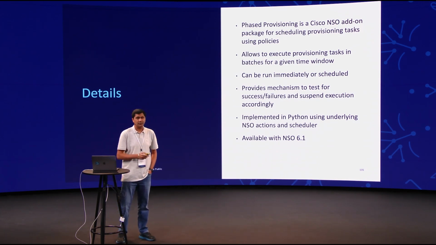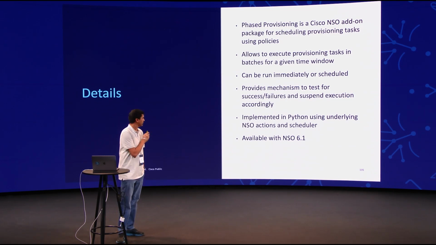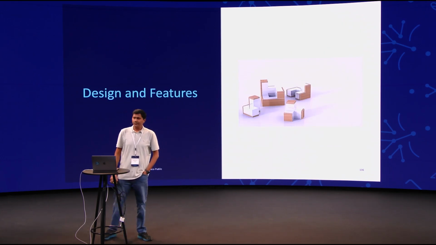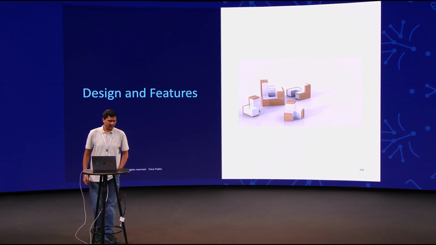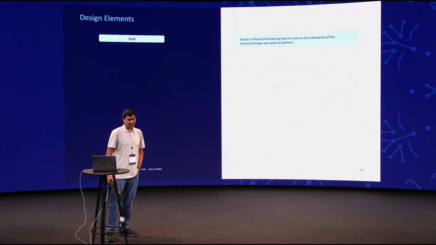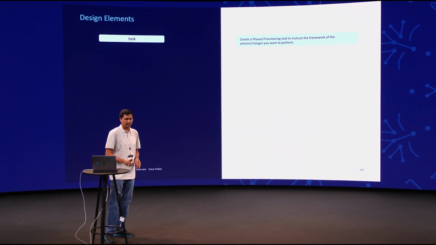So if you go to cisco.com and go to the location where 6.1 is loaded, there you should see this package also along with the other add-on packages. Let's get into the design and features. Mainly, as part of the design, I want to cover the main design elements we have in the Yang model. The first one is the task. A task is how you instruct the framework on where and what to do, right?